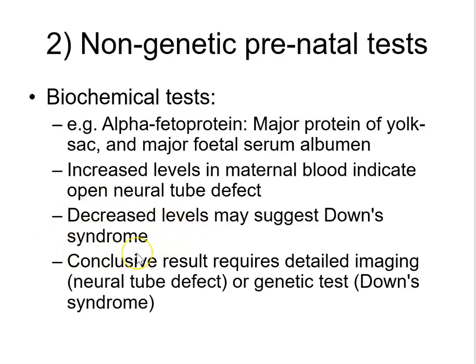Also, we tend to see lower levels of this protein for unknown reasons in Down syndrome. So if we have a combination of nuchal translucency showing some changes out of normal range, increased maternal or paternal age, which is a risk factor for Down syndrome, and alpha-fetoprotein levels being low, then you can combine all these together to give a likelihood of that fetus having Down syndrome even before a genetic test is performed. But for conclusive results, that requires a genetic test for Down syndrome.